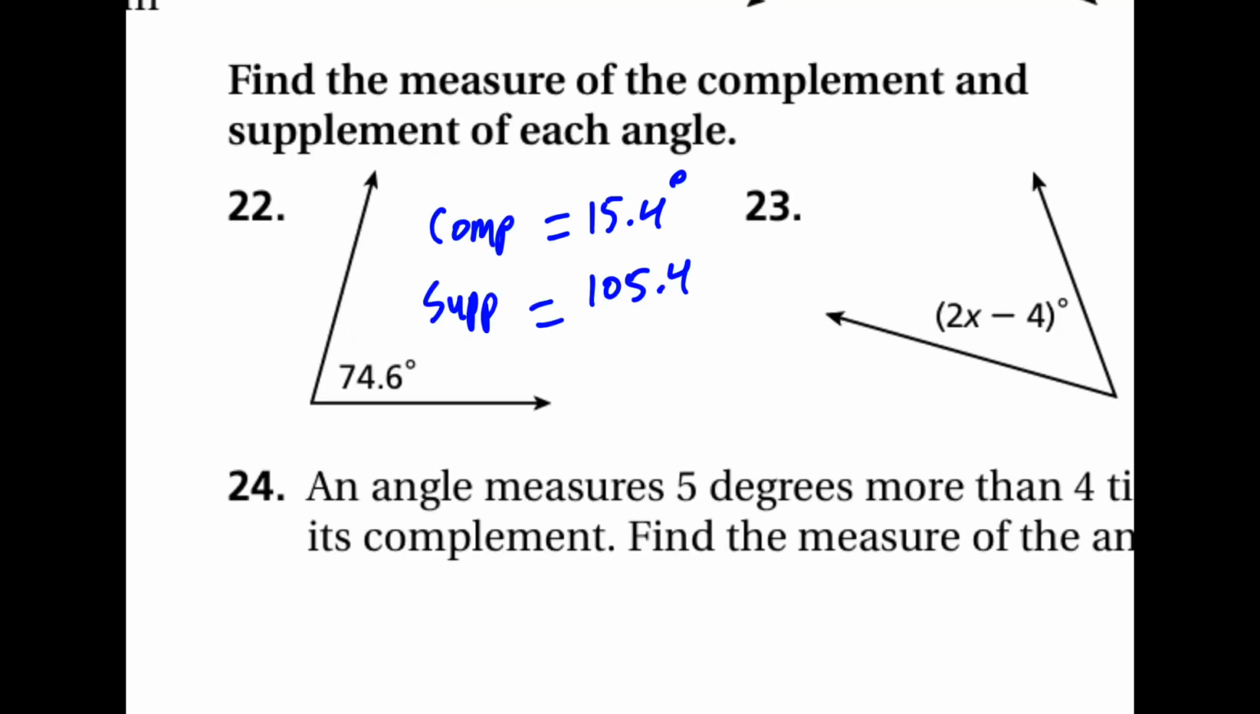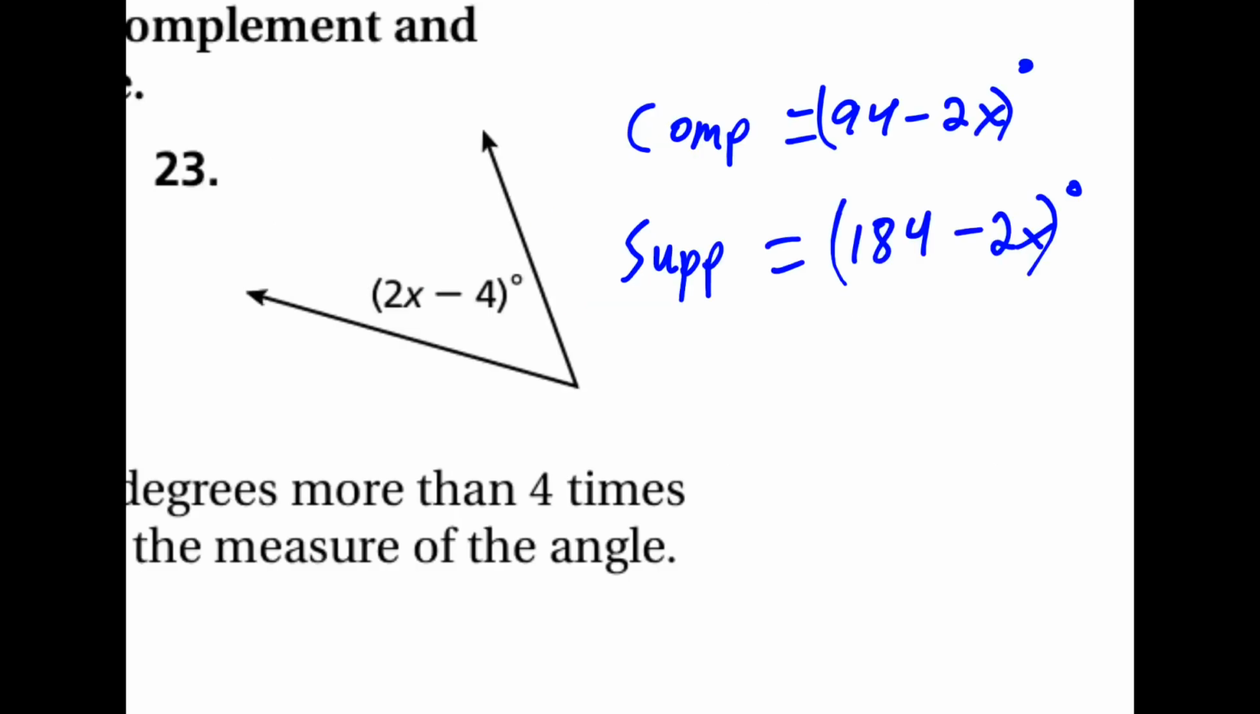For 22, the complement, I take 90 minus. For the supplement, I take 180 minus, and these are the values I get. The same thing for 22, I take 90 minus this expression, so I end up adding 4 since I'm subtracting a negative 4. And the same thing with the supplement, I take 180 minus this expression, and in both cases I have the 94 and the 184 minus 2x.